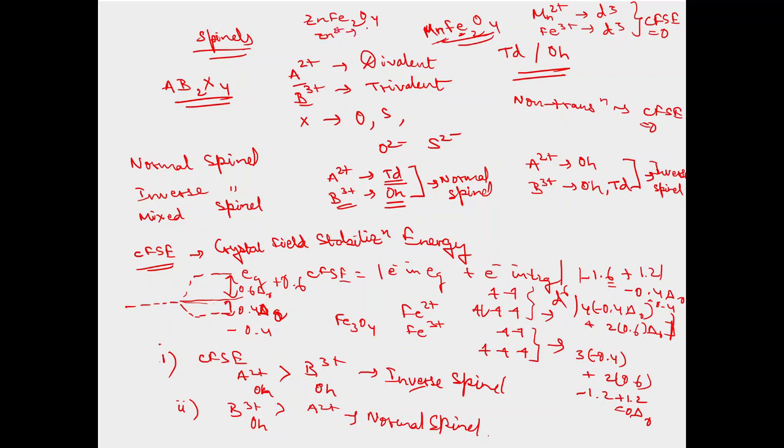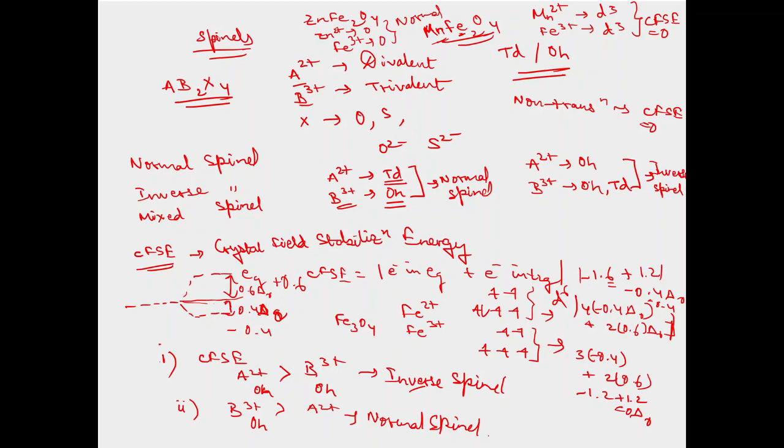Zinc 2 plus is a d10 system, so CFSE for zinc 2 plus is 0 and Fe3 plus is also 0. But in this case, we will get a normal spinel structure. So you should know these two examples because they are very common in the given options. So we can have a normal spinel structure or an inverse spinel structure.